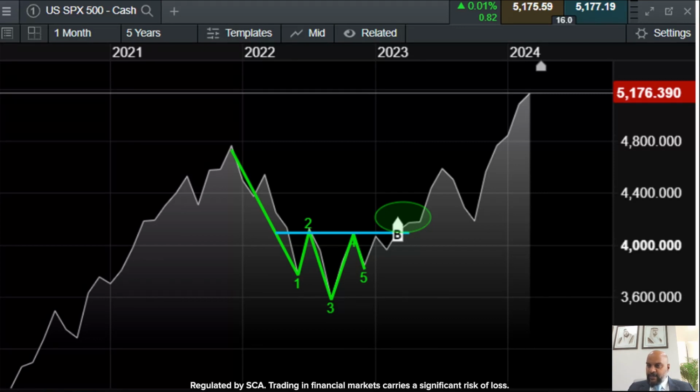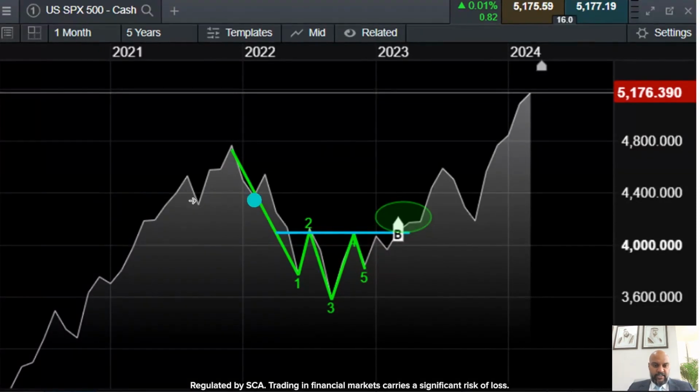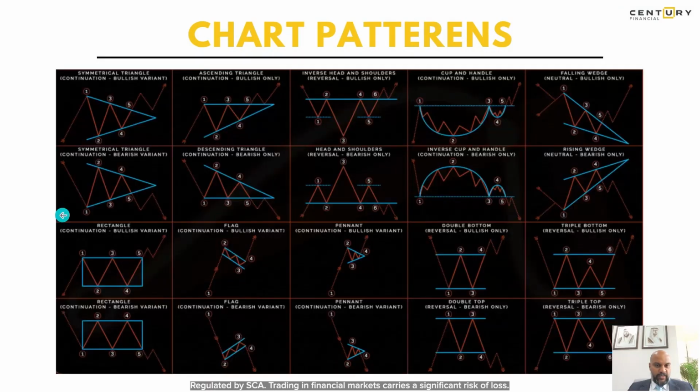How do we ascertain the price will go up or down in an ascending triangle? So the entry would be only when it breaks up or down. So let's look at the ascending triangle over here, right? This is an ascending triangle. Now, how do you come to a conclusion whether it will go up or down?